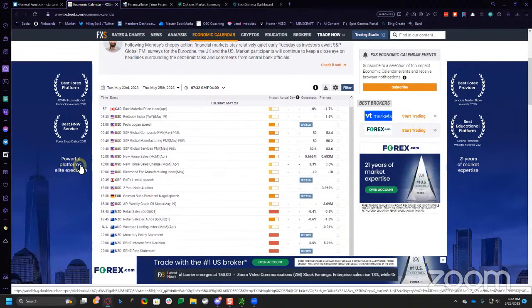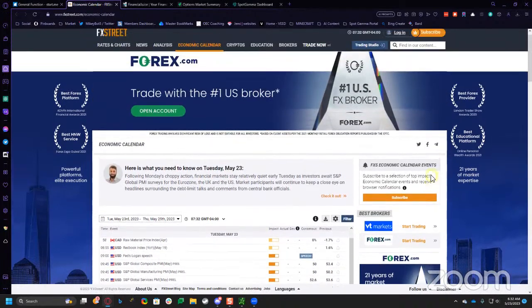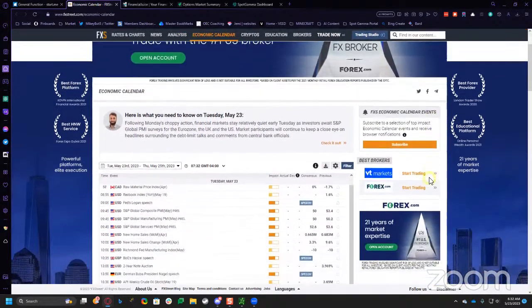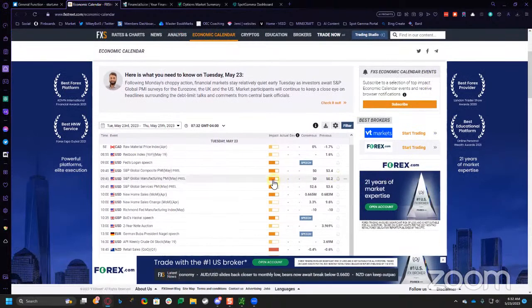FX Street is really good for that. It's free. You can sign up and get yourself a free account, but I really don't recommend it. These guys will bomb your email nonstop with just a bunch of junk. And the fact that you can access everything without having to sign in and without having to have an account, there's really no reason to get one. It remembers my settings, even though I'm not logged in, and that's really all I need.